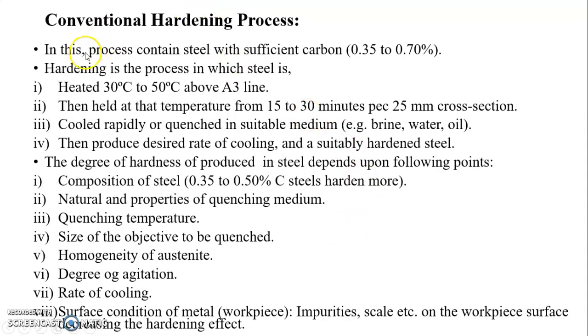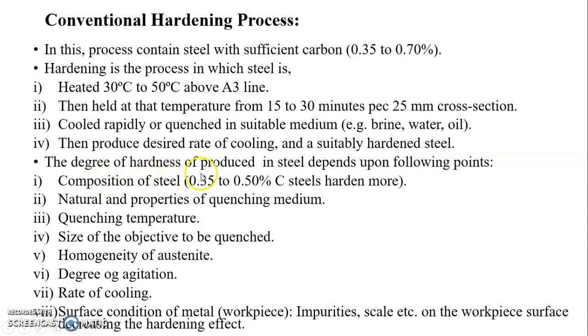Then there is the conventional hardening process. We will see the steps of the process. In this process, the steel contains sufficient carbon, that is 0.35% to 0.70%. Hardening is the process in which steel is heated to 30 to 50 degrees Celsius above the A3 line, then held at that temperature for 30 to 50 minutes per 25 mm cross section, then cooled rapidly or quenched in a suitable medium, for example brine, water or oil, to produce the desired rate of cooling and a suitably hardened steel.